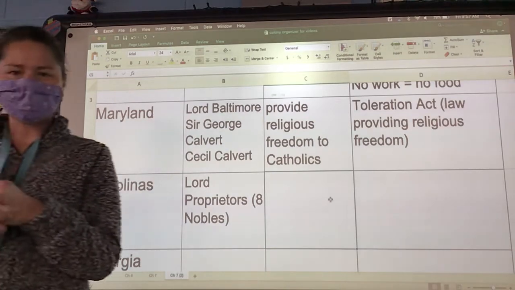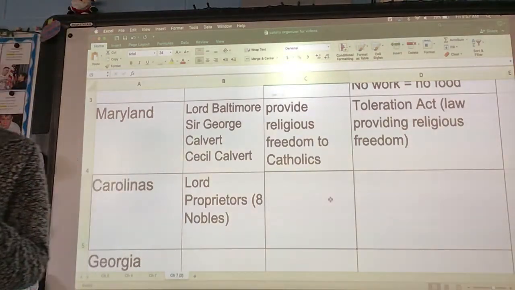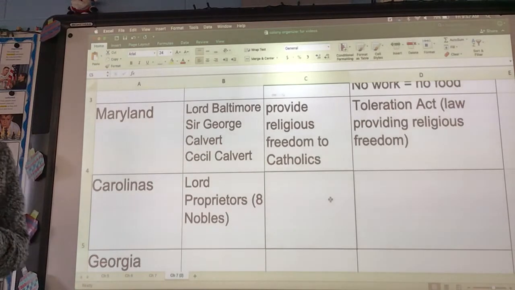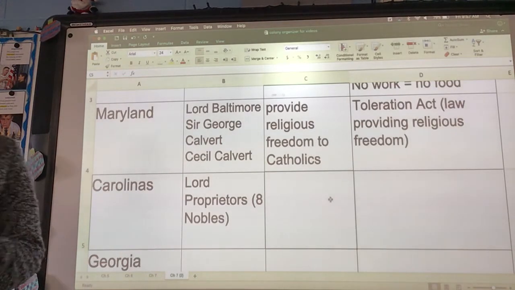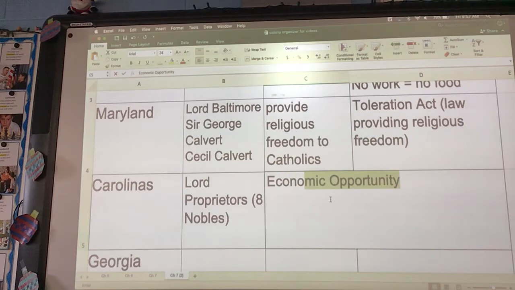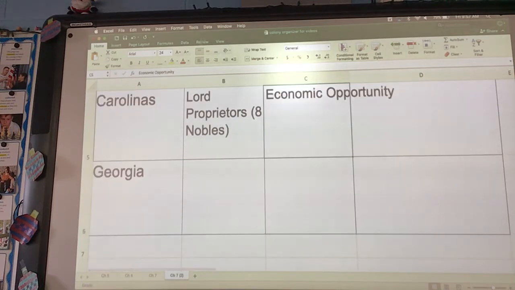What else? Can you tell me, Riker? It was founded for economic opportunity. Yep, economic opportunities. We see that quite a bit.